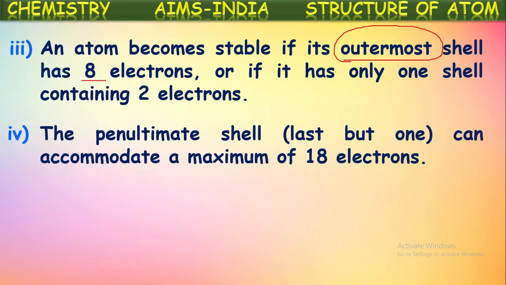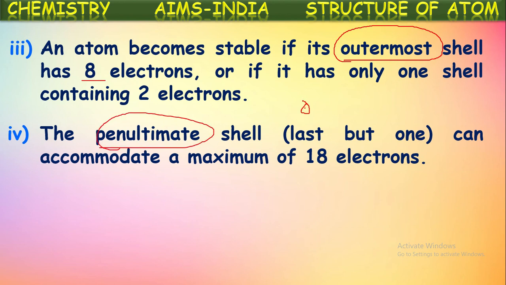Next rule. The penultimate shell can accommodate a maximum of 18 electrons, even though its capacity is more than that. Penultimate shell means the shell which is last but one. From the outside of an atom, the last shell is called the outermost shell, as we just said, and the last but one shell is called the penultimate shell.